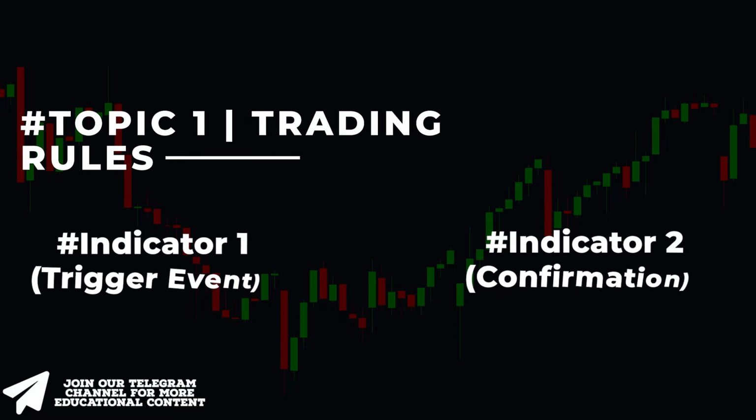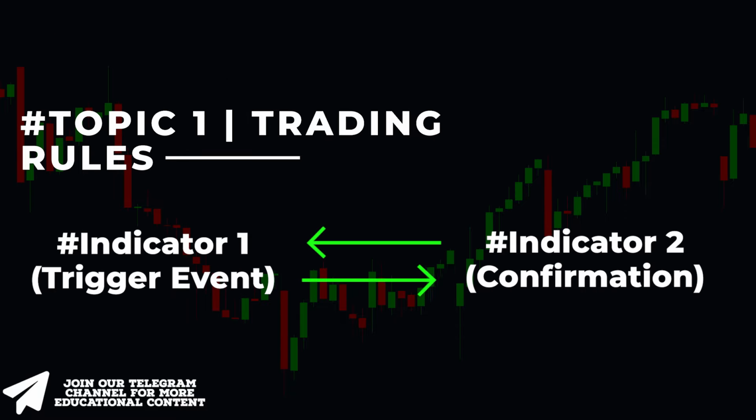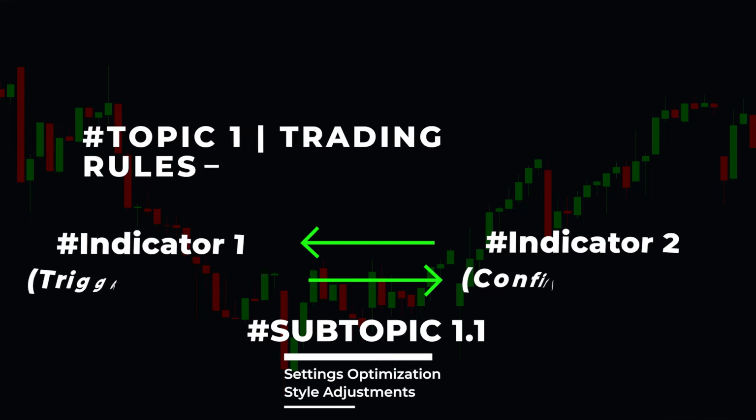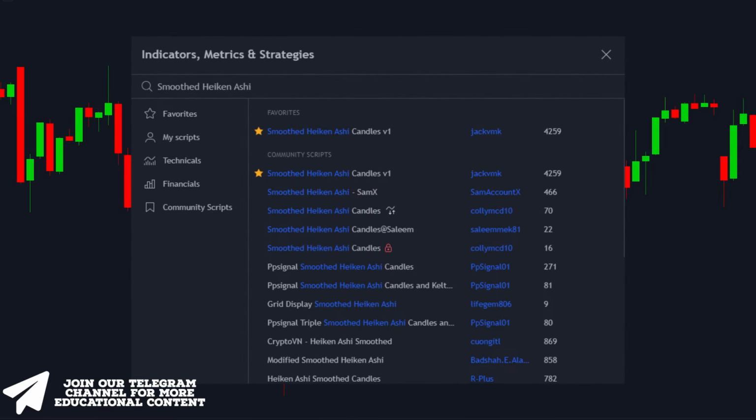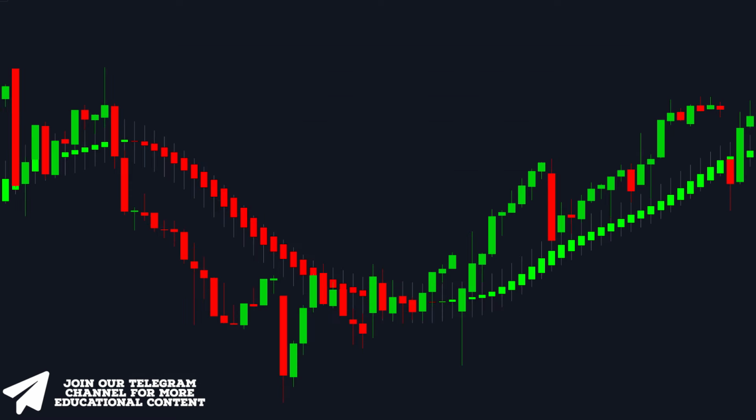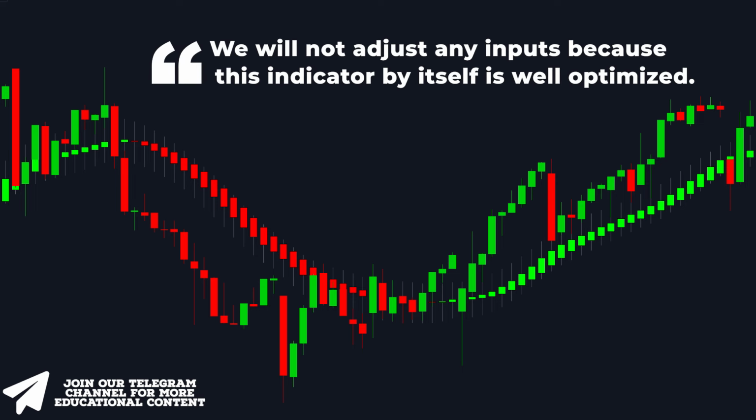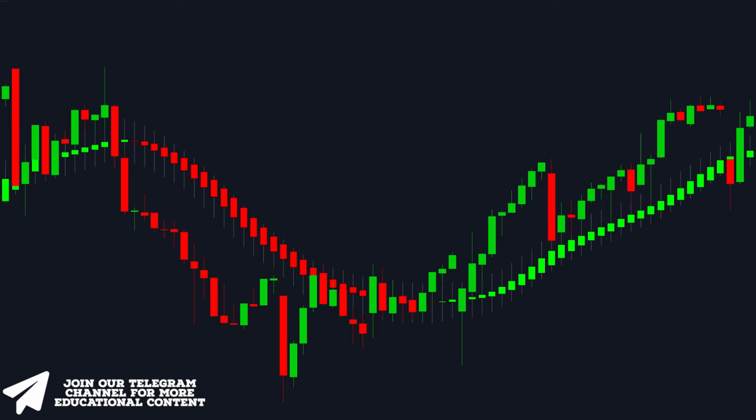As we have already said, in this strategy, we will utilize two TradingView indicators. So let's add them step by step to the chart and optimize their settings. Step 1. Open the indicators window, type smoothed Heikin-Ashi candles, and choose this indicator. In this case, we will not adjust any inputs, because this indicator by itself is well optimized. So, this indicator is used to determine the directional bias for the trade.